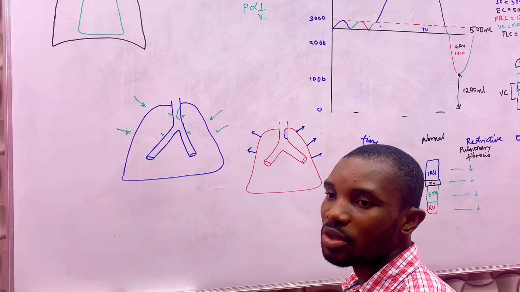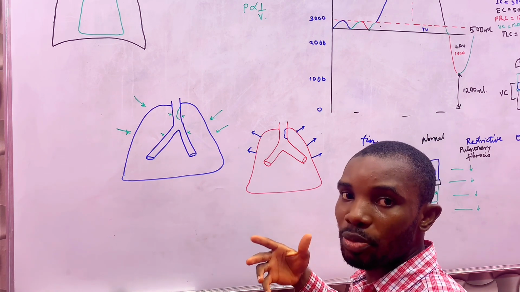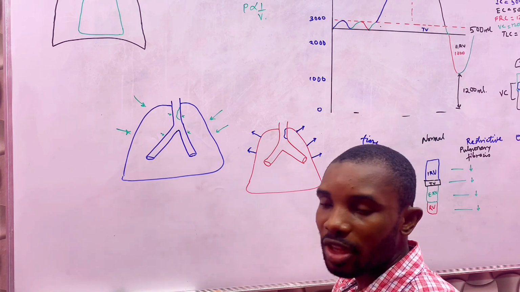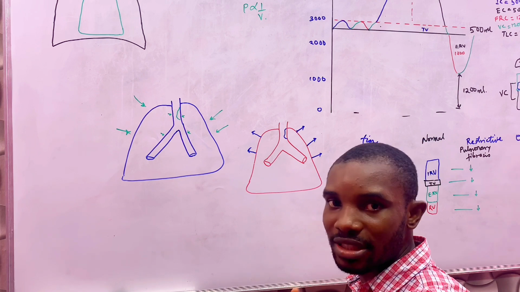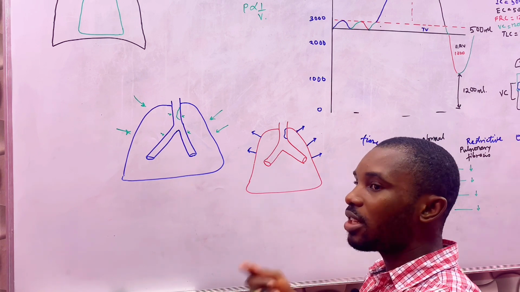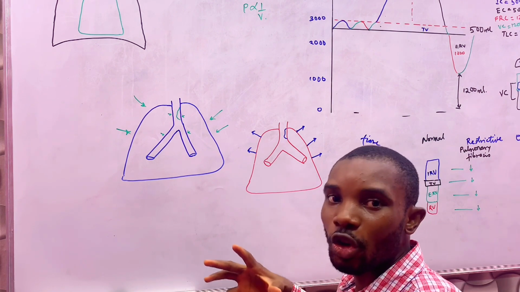This can eventually lead to something called a barrel chest, which is usually seen in people with COPD, over a long period of time, where the chest wall is overly expanded. Normally, it's in an expanded state because you would have been taking in air and then air keeps on accumulating in your lungs, right?